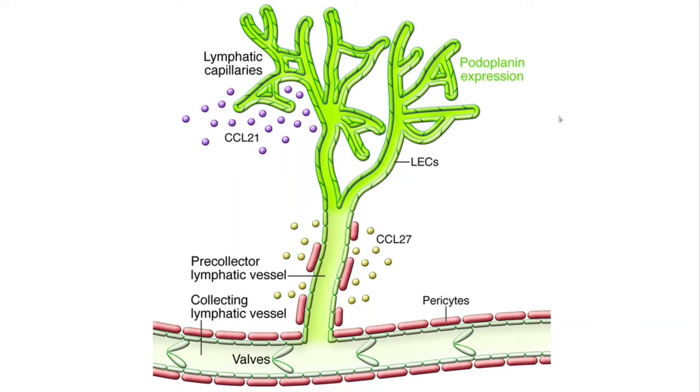One more diagram showing the blind-ended lymphatic vessels, and these capillaries join and form larger ducts, lymphatic ducts, and then they form even larger lymphatic vessels, and they are full of valves.